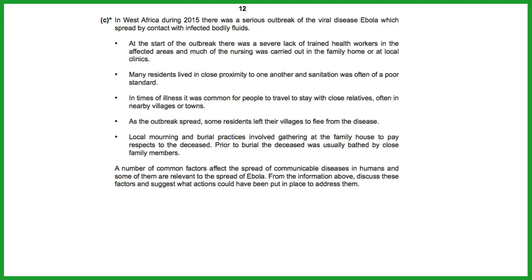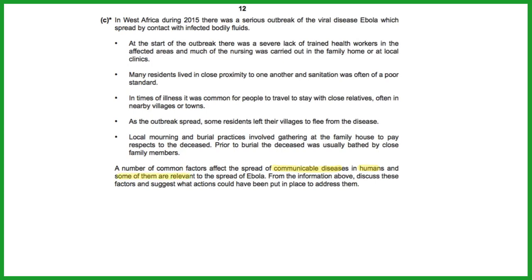So this is a 6-mark question about the spread of Ebola in West Africa. Now, you're unlikely to get a question that's identical to this, so the major learning point is how to approach these questions and how to think about the factors and then suggest what actions could have been put in place. So looking at the question to start with, it says a number of common factors affect the spread of communicable diseases in humans, and some of them are relevant to the spread of Ebola.